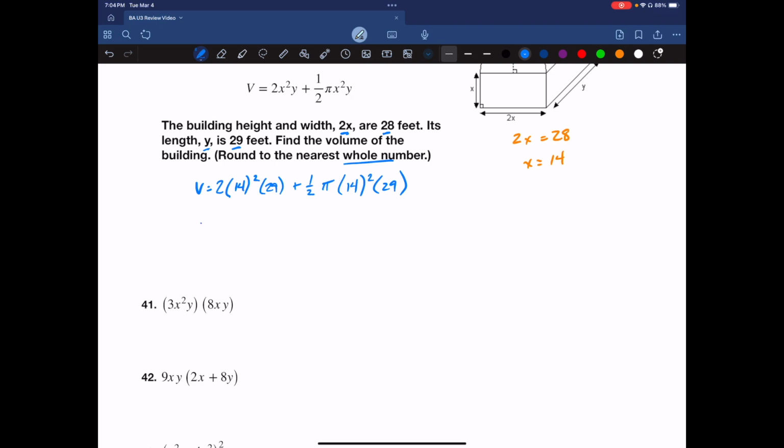So all in all, when you crunch these numbers, you're going to get 20,296, and you're finding volume. So your units are feet, and when you're done with volume, it's feet cubed.